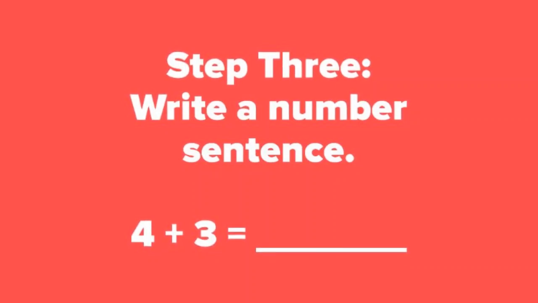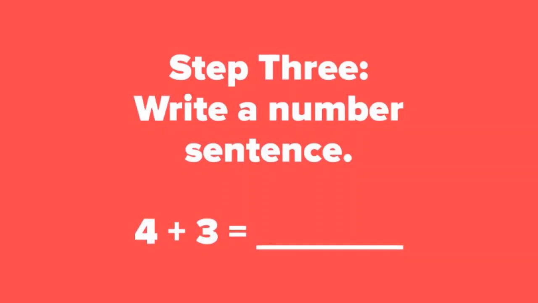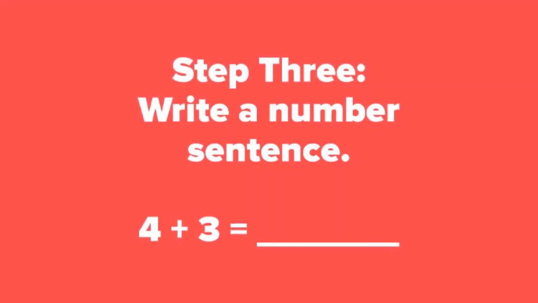It's time for step 3. Let's write a number sentence now. Remember, we still are not solving yet. Put a blank for where the answer will be. Our number sentence uses the numbers from the word problem to help us know what to solve for. Our number sentence will be 4 plus 3 equals blank.